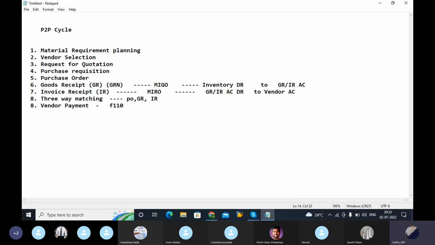In APP, when we execute F110, it picks up the invoices due for payment and processes them for payment. Here, the general ledger entry is vendor account debit to bank clearing account or main bank account, the outgoing bank account.